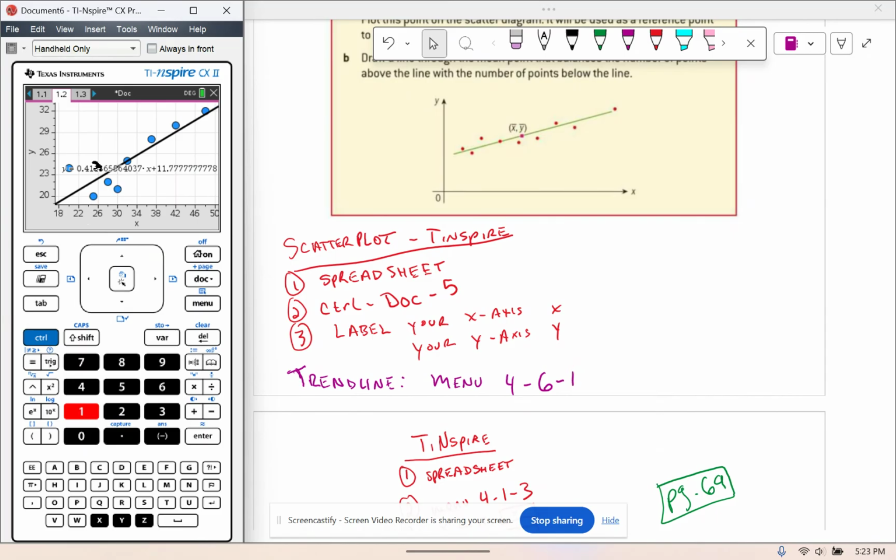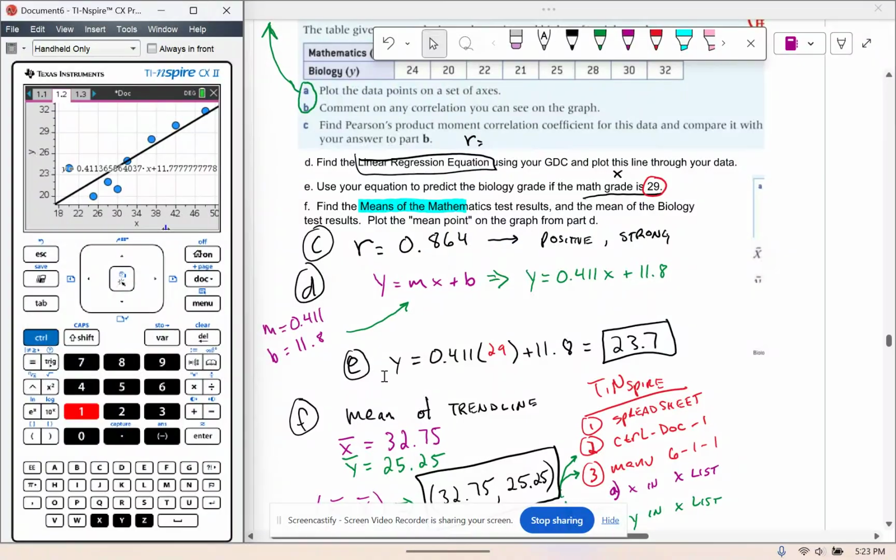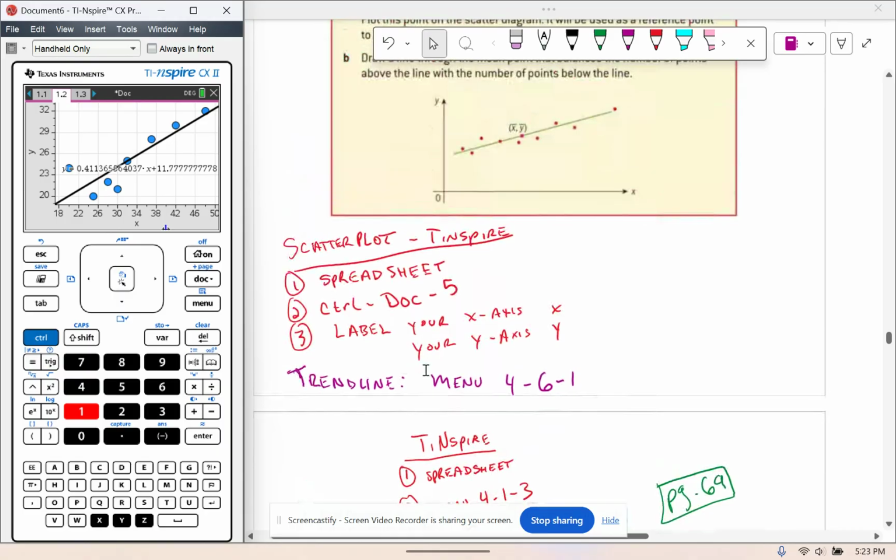And look at that. If you look at the values, notice, doesn't that also look similar to our values down here? 0.411 and 11.8. So this is if you want to make a scatter plot on your TI-Nspire graph. And a lot of times it's just handy just to see what it looks like. See if you can match it up with yours. It's maybe a good way to sketch real quickly or just analyze the trend. Okay?